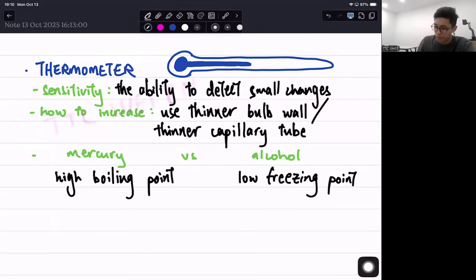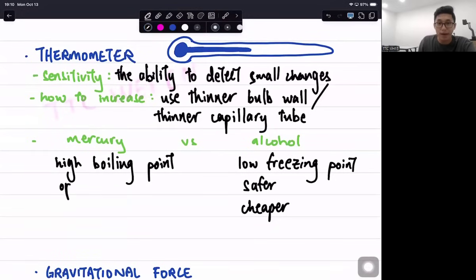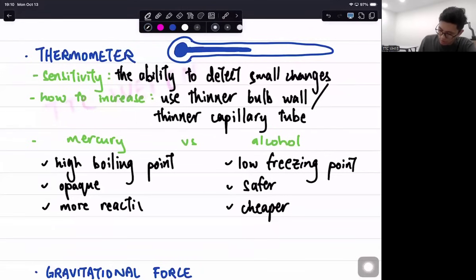Now, mercury is toxic. Alcohol is considered safer. Alcohol is also considered cheaper and easier to obtain. But mercury is opaque, which means it is not transparent, while alcohol is transparent. So mercury is easier to see. These are the advantages. Mercury actually changes temperature faster also. It is more reactive to temperature change, so it will show you the final temperature faster. So those are the advantages of each of these.